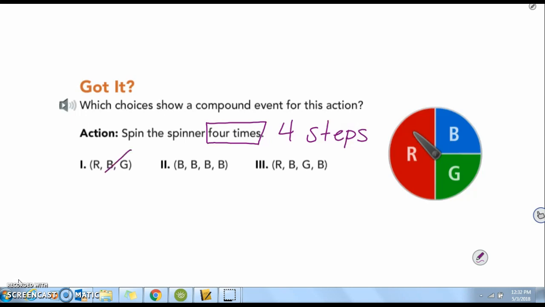As you can see, 1 cannot be our answer because there are only 3 options within our compound event. 2 and 3 show 4 steps within the compound event. Therefore, 2 and 3 could be the correct answer. We could spin blue 4 times, or we could spin red, blue, green, and blue. Both of these show 4 steps within our outcomes for our compound event.